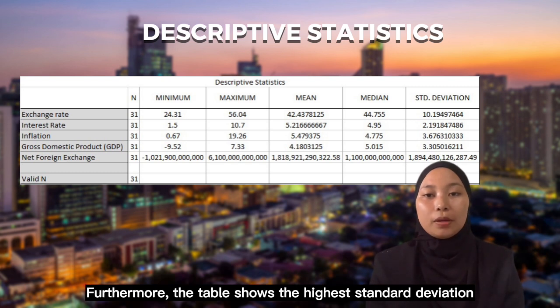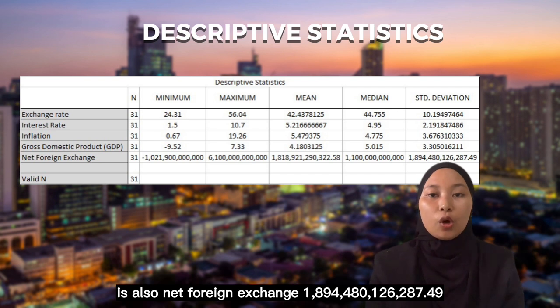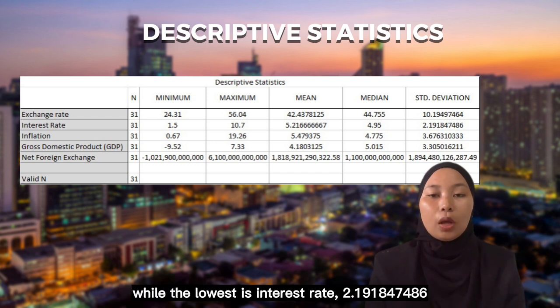Furthermore, the table shows the highest standard deviation is also net foreign exchange, 18941262887.49, while the lowest is interest rate, 2.191847486.